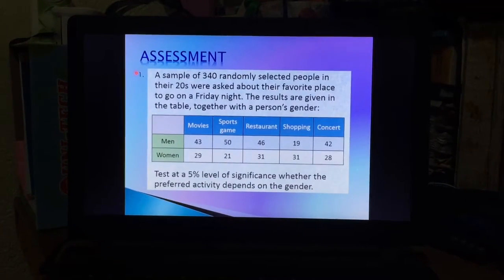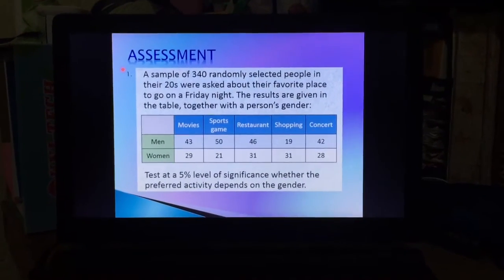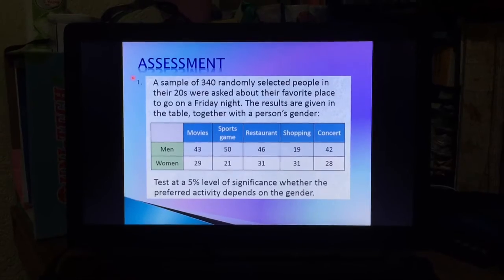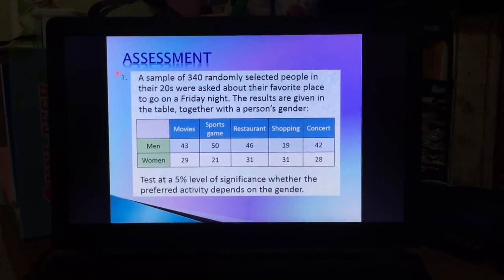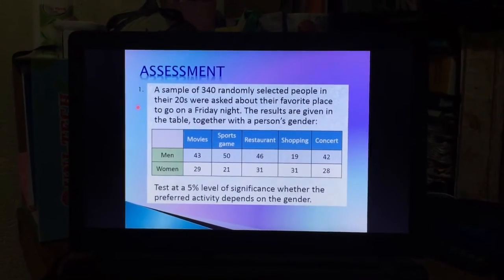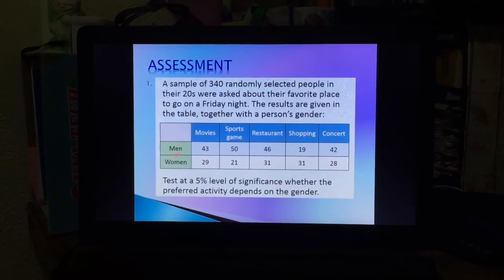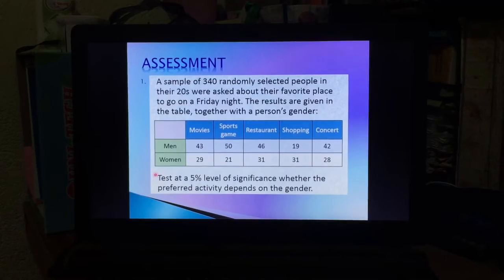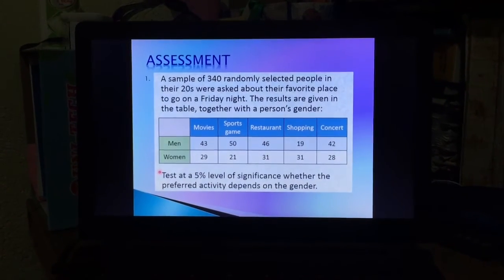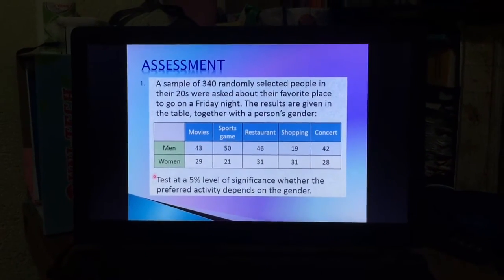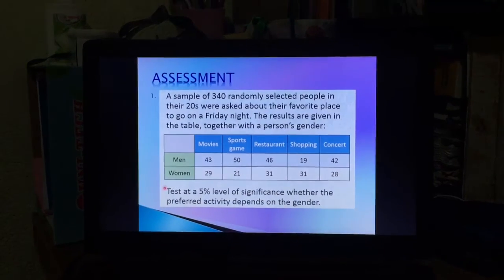This time is your assessment. For number 1, a sample of 340 randomly selected people in their 20s were asked about their favorite place to go on a Friday night. The results are given in the table together with the person's gender. So test at a 5% level of significance whether the preferred activity depends on the gender.